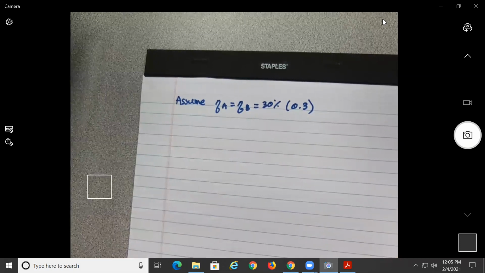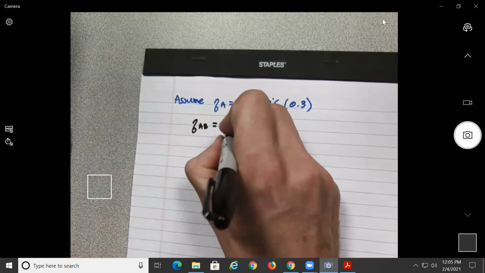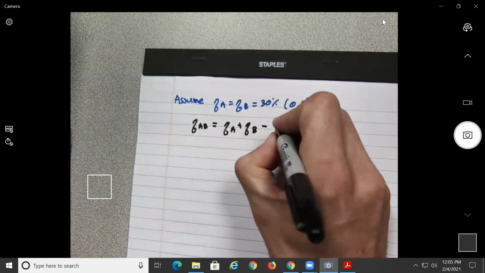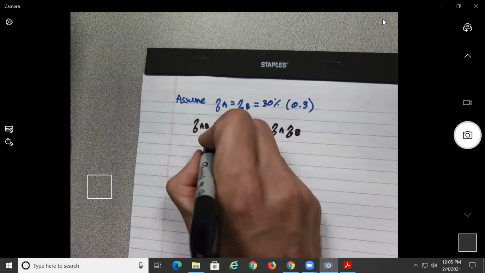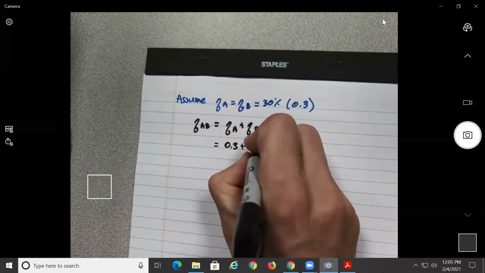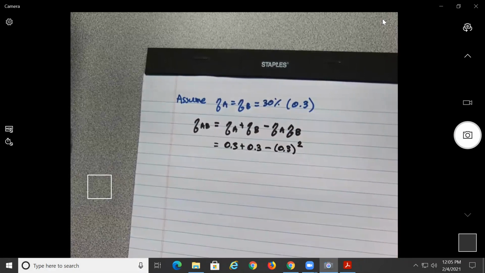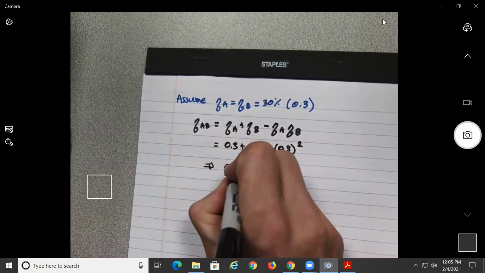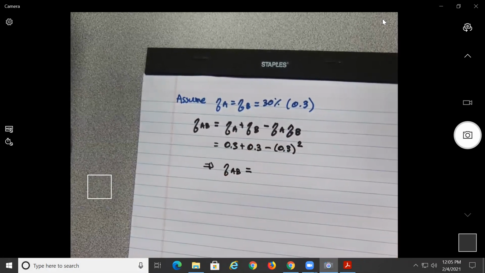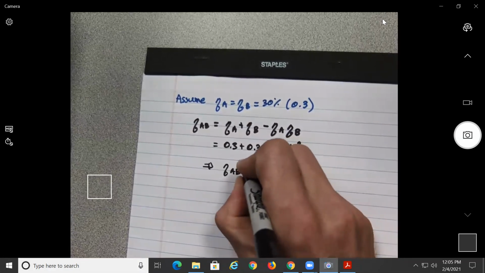So we just made the calculation that the efficiency of the combined one, AB, needed to be equal to the efficiency of A plus the efficiency of B minus the efficiency of A times the efficiency of B. So this will give us what? 0.3 plus 0.3 minus 0.3 squared, which will be 0.09. So this will give you what as efficiency? About 0.51, approximately.